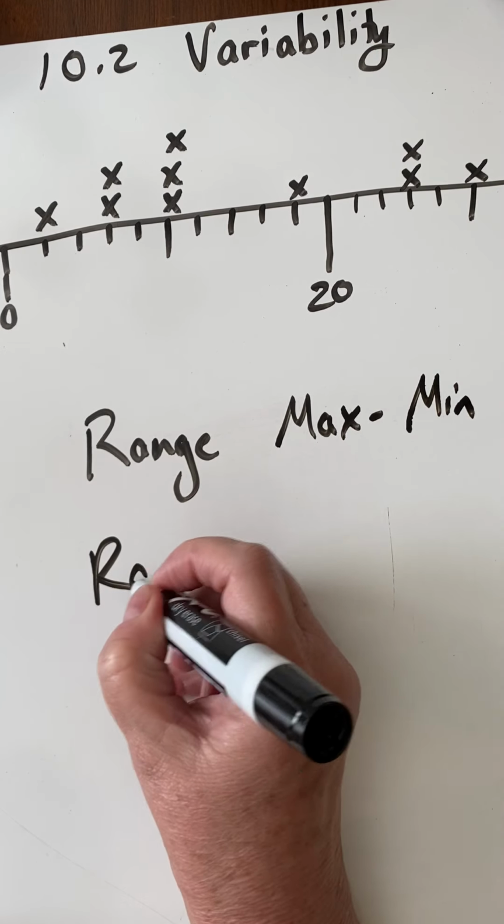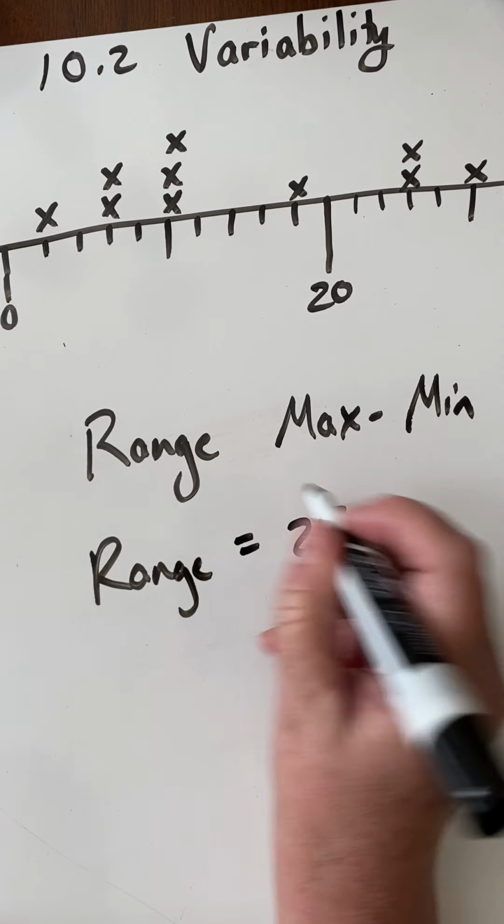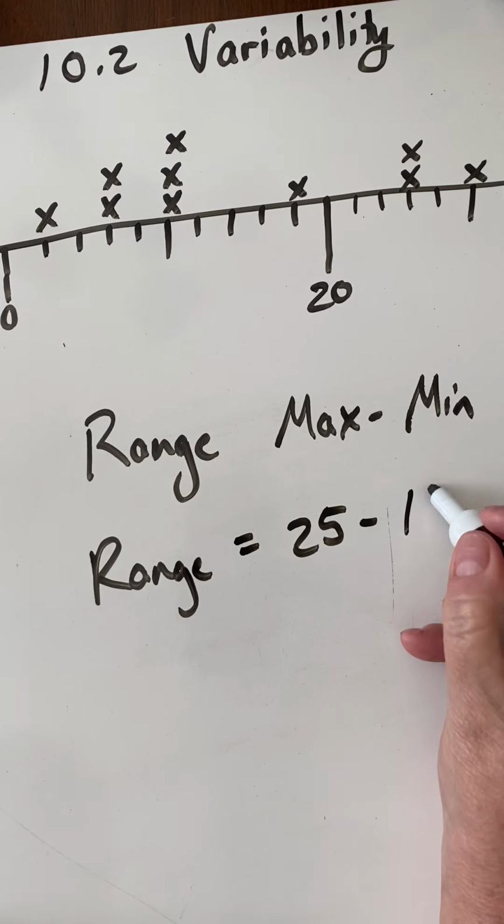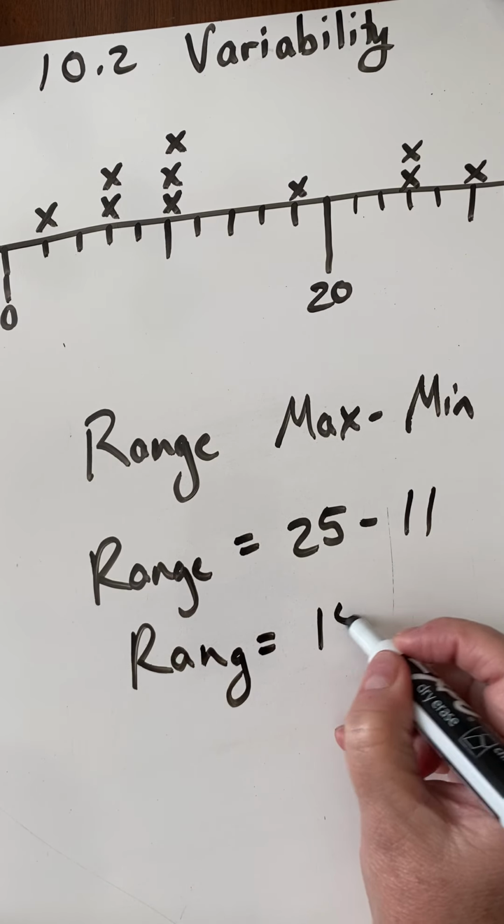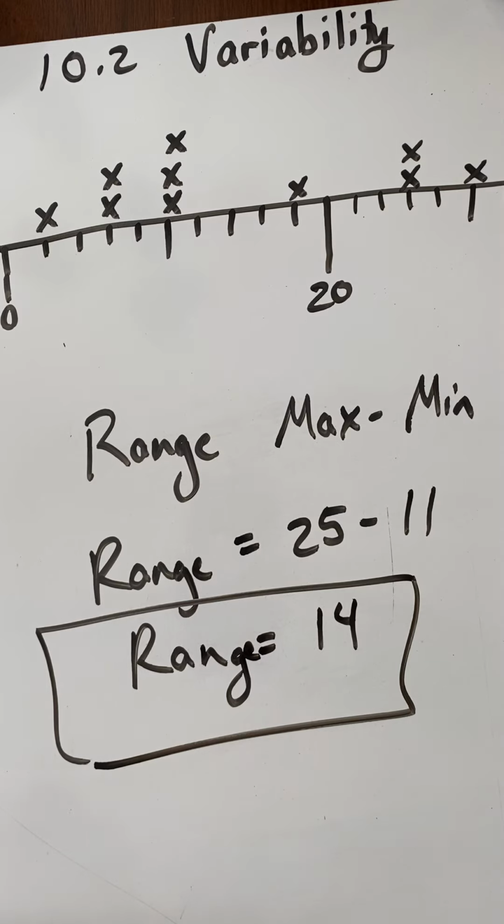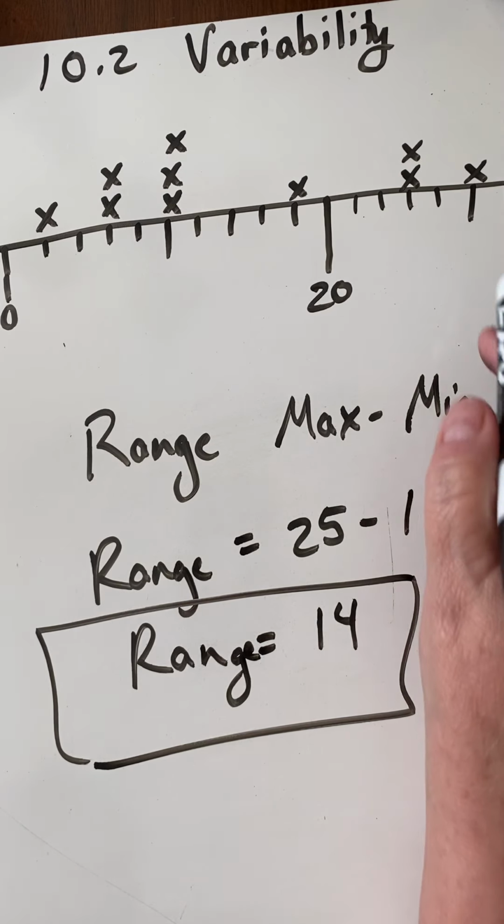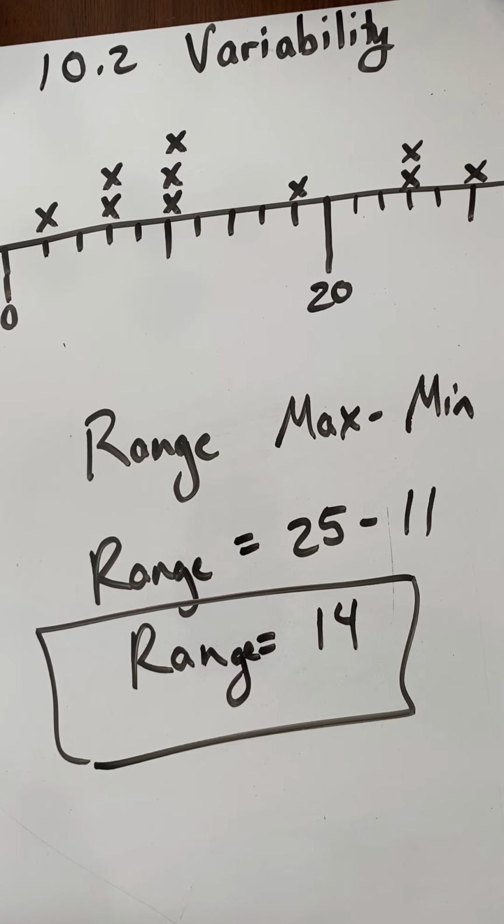That's pretty easy. The maximum number here was a 25. The minimum number was an 11. So my range ends up being a 14. Range is an easy one to do. You just take the maximum number minus the minimum number, and that'll give you your range.